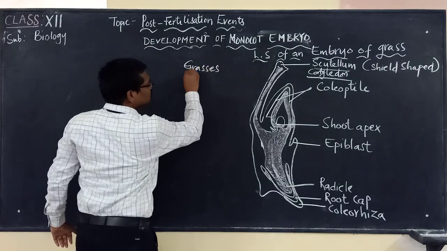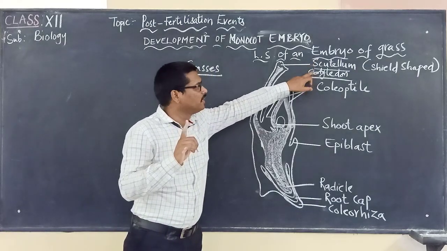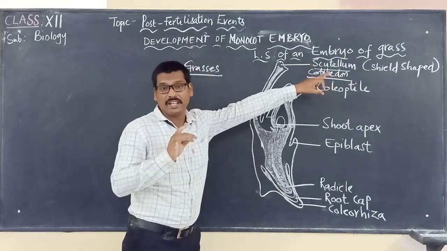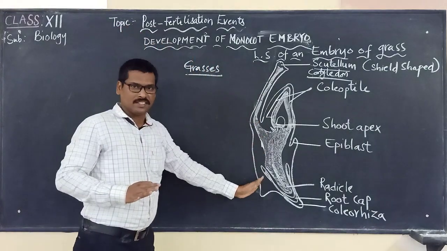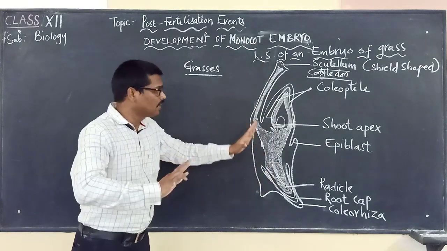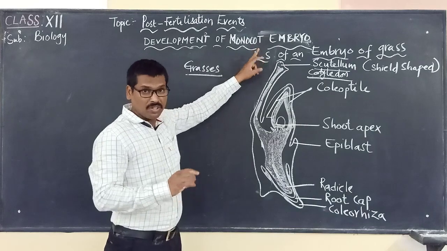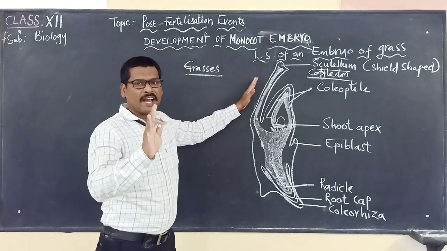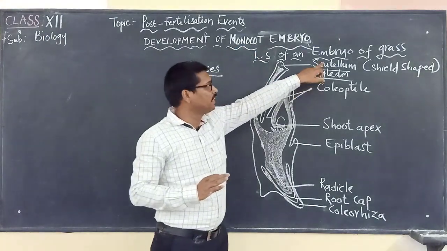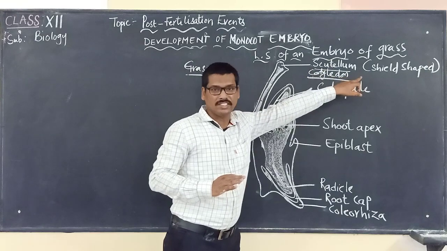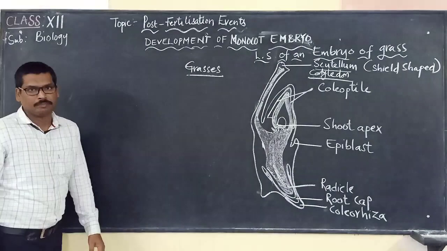In the grasses this is very common, showing only one cotyledon, which we call the scutellum, which may appear shield shaped, present on one lateral side of the embryonal axis. So on the embryonal axis of the monocot embryo, on the lateral side, there is only one cotyledon present as scutellum, which is shield shaped. This is very common in the grasses.